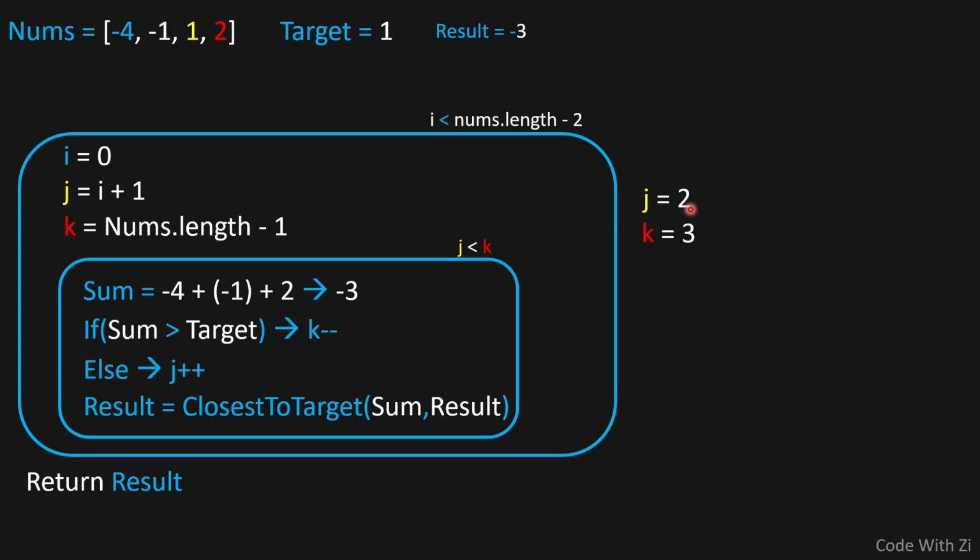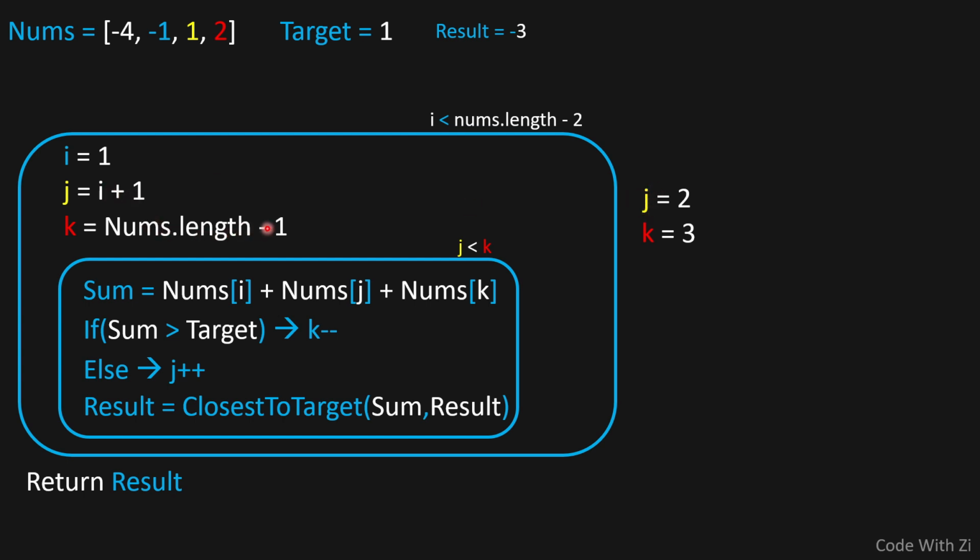When we increment our j, it's going to be pointing to this one here. So after we've incremented j, we're going to see what's the closest number to our target. We're going to check between our sum, which is minus 3, and our result, which is also minus 3. And as you can see, our result is going to stay minus 3 and we're going to enter the next round. In our next round, our i is going to be 1 because it got incremented in the for loop. And our j is going to be again initialized to i plus 1. And that's going to be equal to 2.